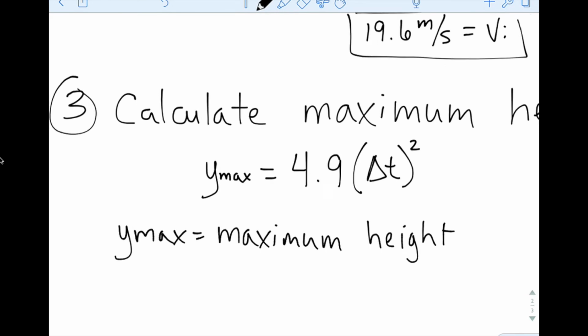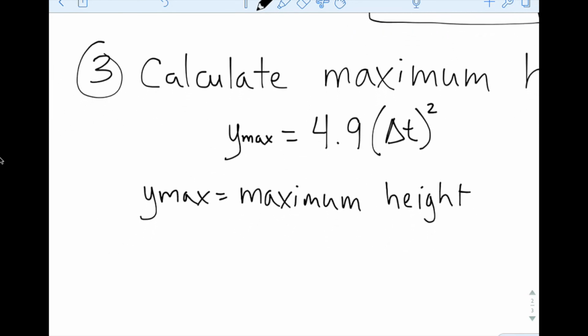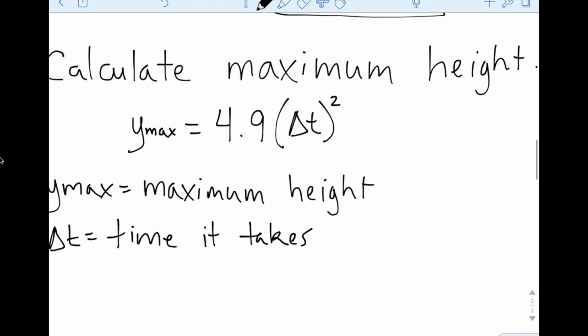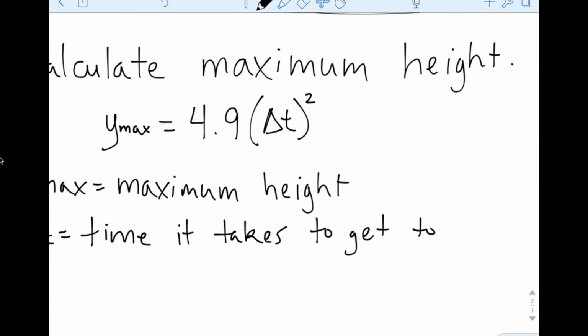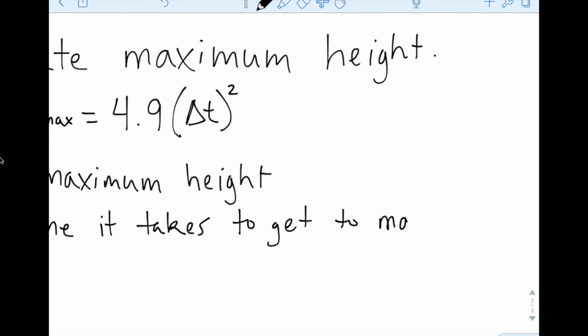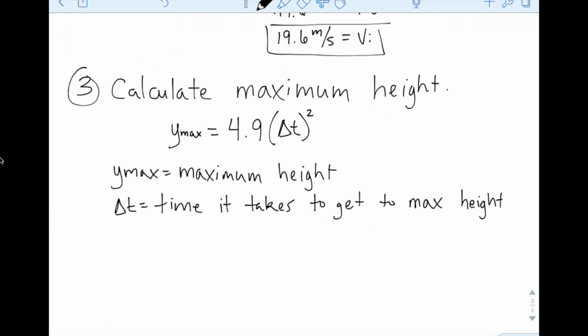Now, this is really important that you get this written down, okay? Delta t in this instance means the time it takes to get to max height. So it's not the total time in the air. It's the time it takes to get to the maximum height once it's thrown.